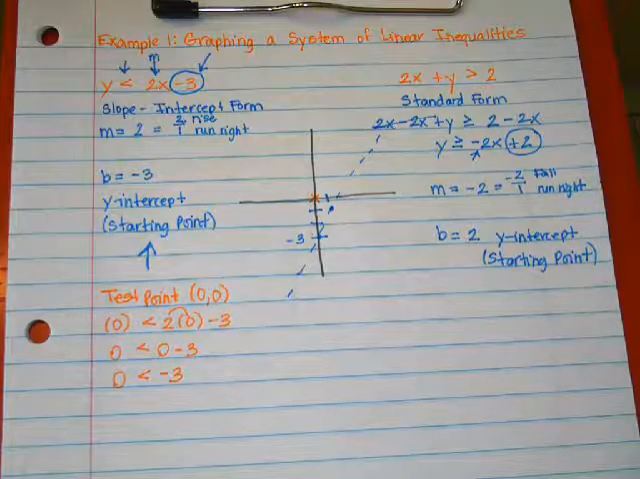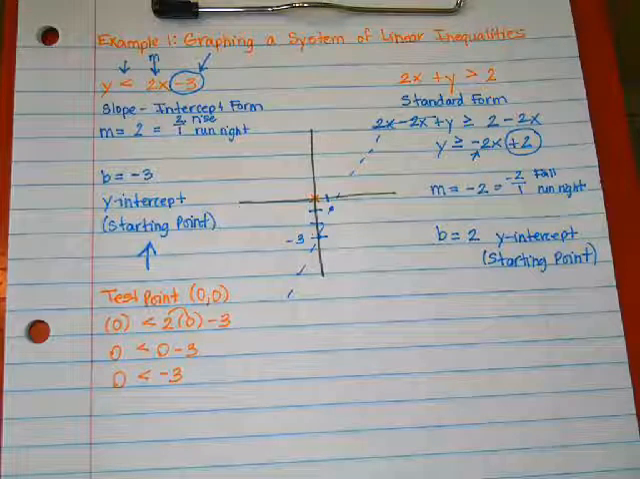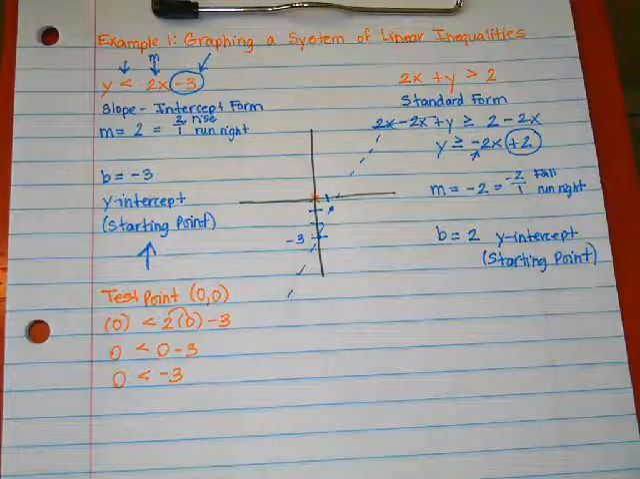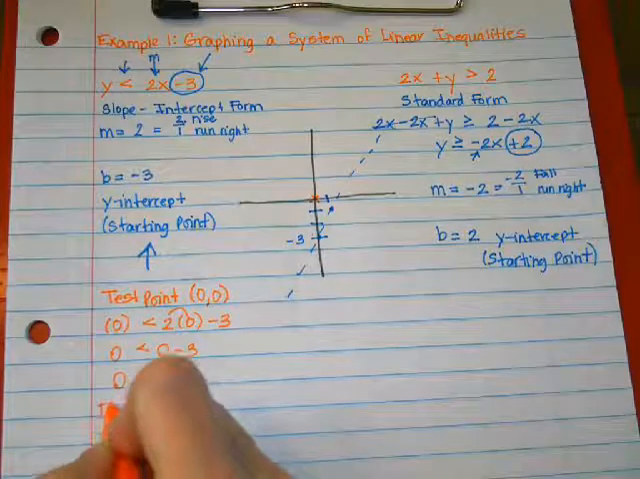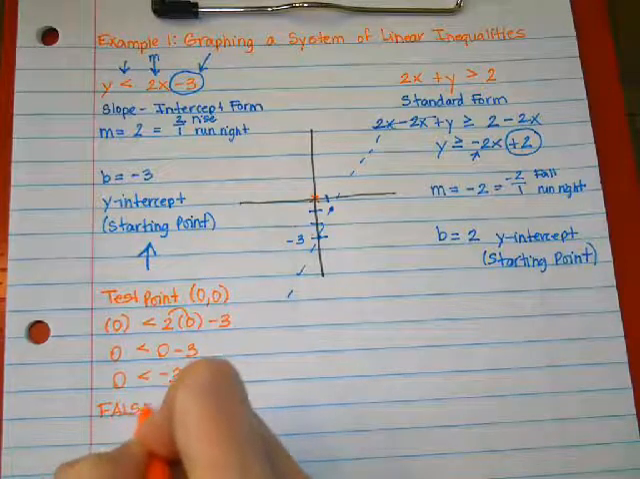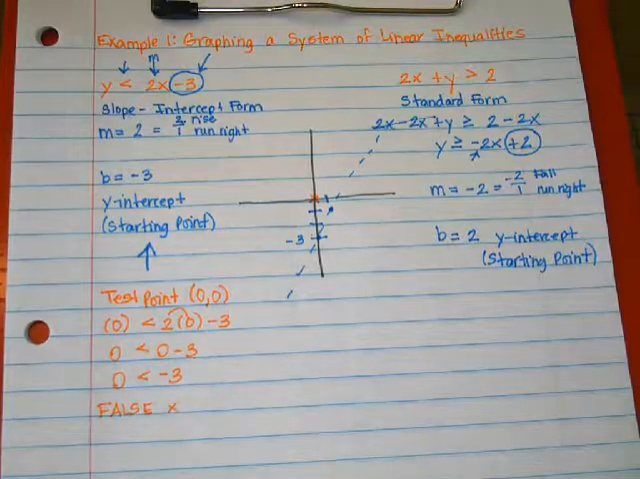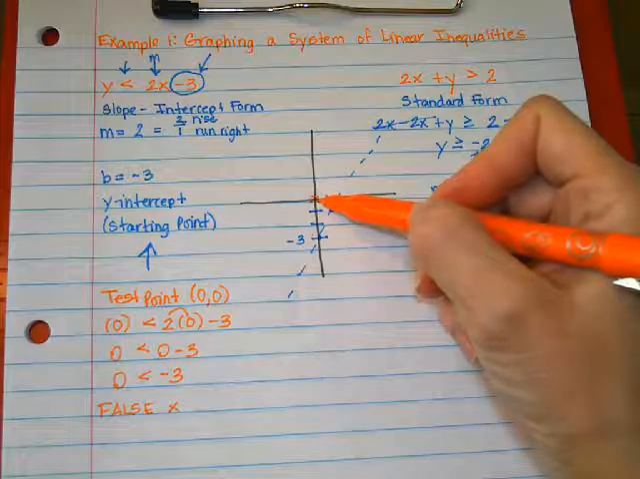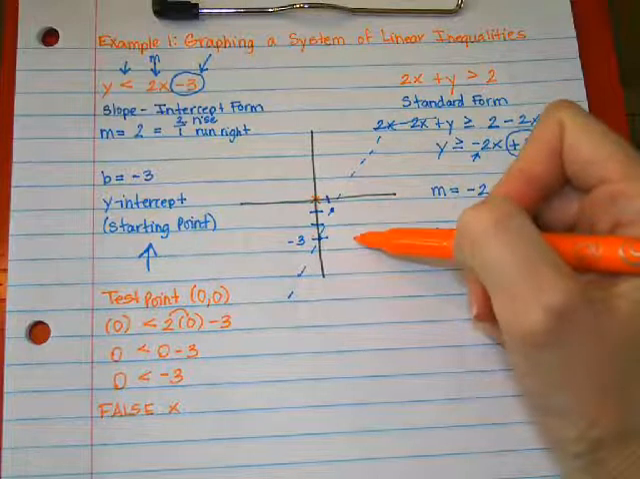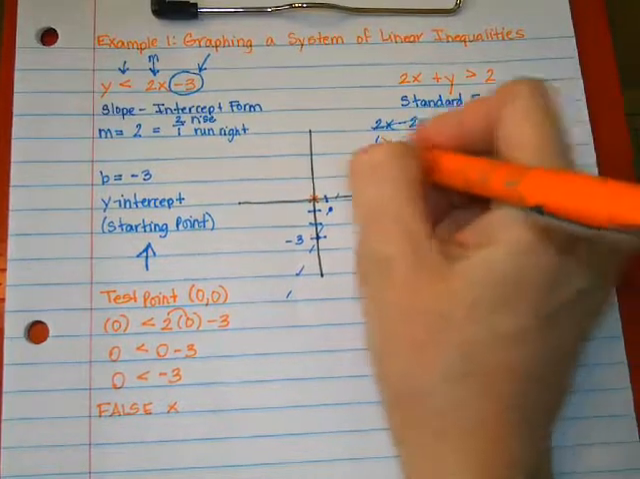So Laquan, is 0 less than -3? You're correct. That is false. 0 is not less than -3. So if the test point represents the true side, the false side is where the test point is not. So we're going to shade on this side.